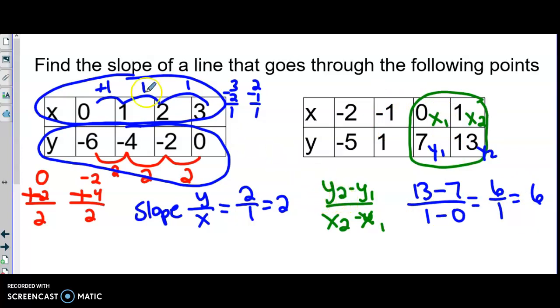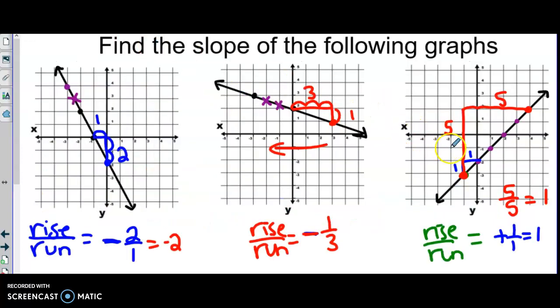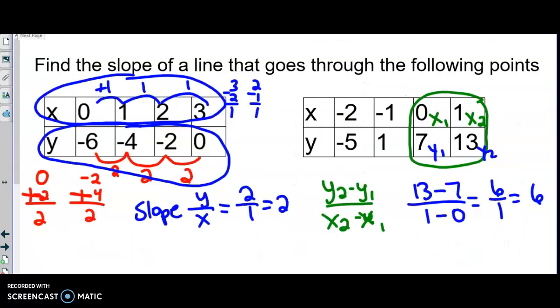You can use this slope formula on every problem. Even if you go back to graphs, you could use the slope formula here by simply writing down the ordered pairs and then plugging them in. So you can always use your slope formula if you want to. It's just another option for you.